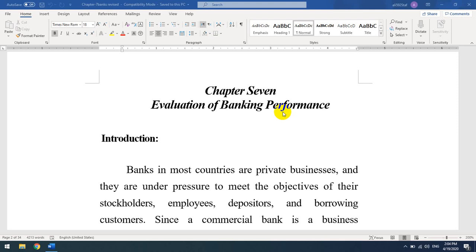Performance evaluation in commercial banks doesn't change from performance evaluation in any business organization. It could be more sensitive than other companies or business corporations, because the leverage percentage in banks is very high in comparison with any other business organization.